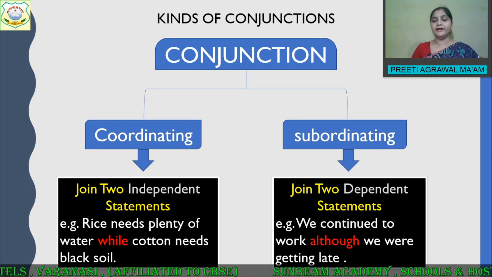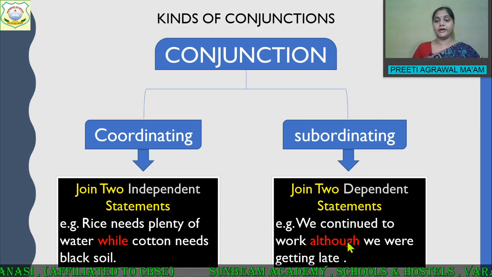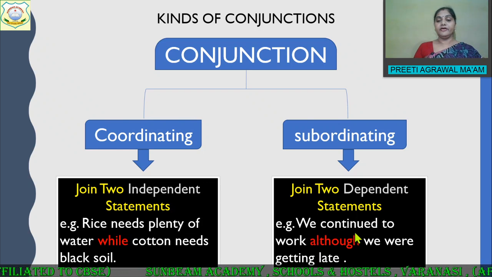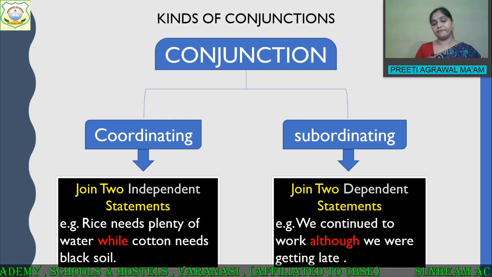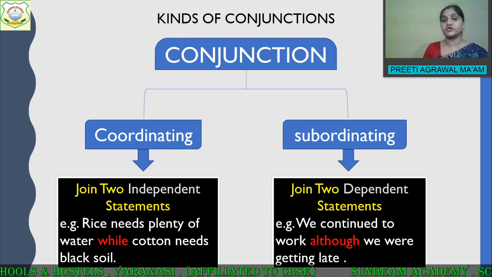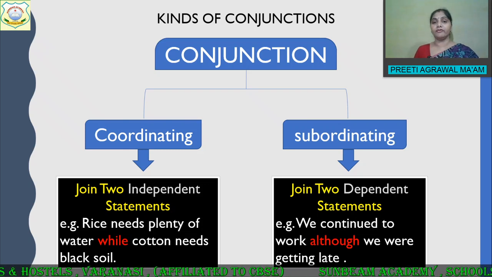So here, just read these two sentences which I have joined with the subordinating conjunction although. Read: we continued to work although we were getting late. Now the first part, we continued to work. This sentence is giving you full meaning. If you are saying to someone, we continued to work, anyone will be able to understand what you want to tell. You want to tell that we continued our work.